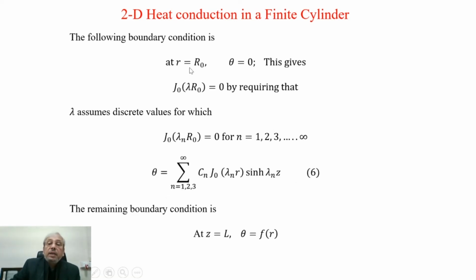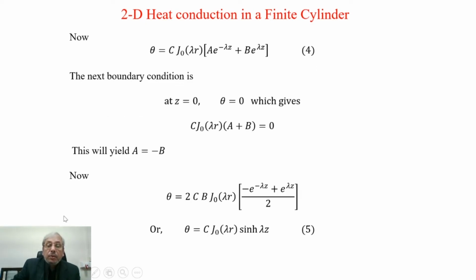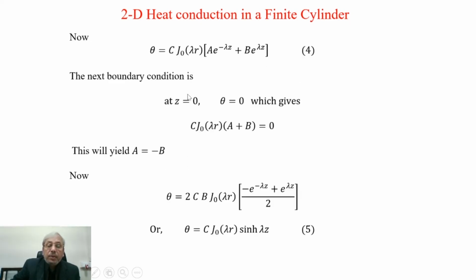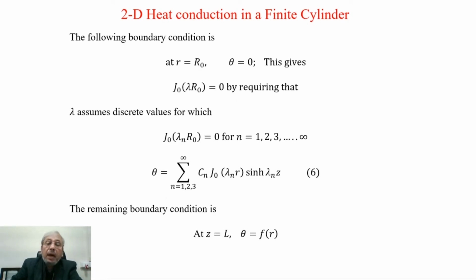Now at r equal to r naught, that means at the periphery, the temperature is T1, so theta is 0. So r equal to r naught, theta equal to 0. If we substitute here, clearly this gives us J naught lambda r equal to 0. So c cannot be 0, this part cannot be 0, that means we will get J naught lambda r naught equal to 0.